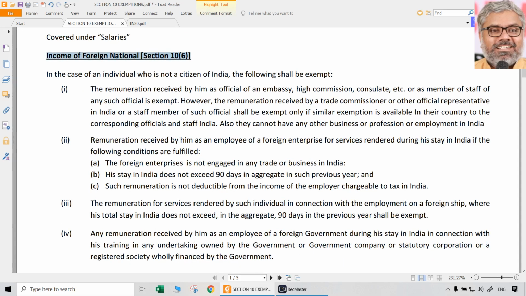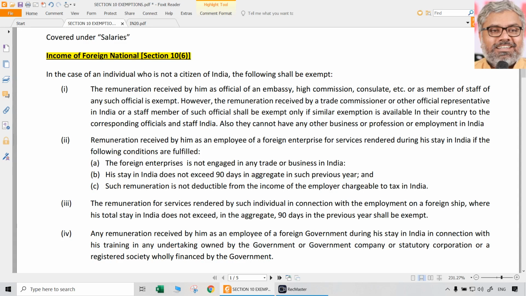Then 10(6) can be asked as a separate theory question. It might not have much relevance in the problems. Why? Naturally, when it is income that is exempt, what is there for us to calculate? There is nothing. So only just general knowledge. Okay, this guy's income is exempt, that guy's income is exempt. Who is that guy? What are the conditions? That's all. But a theory question separately can be asked.